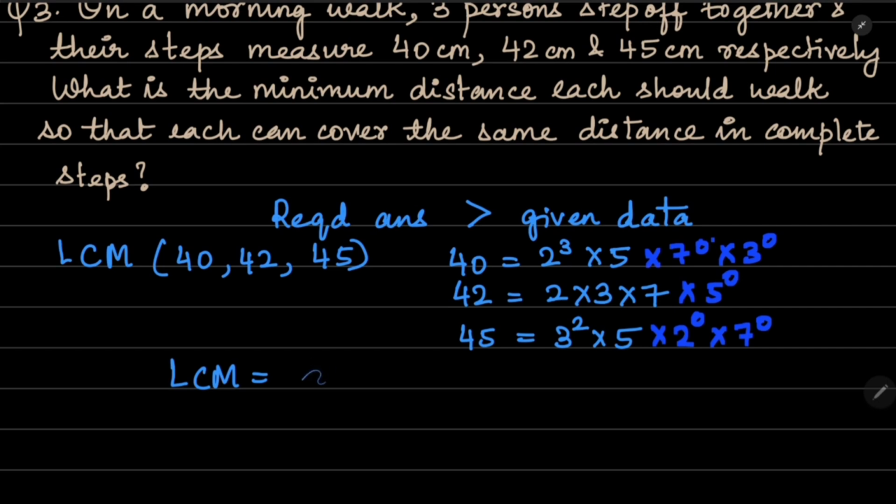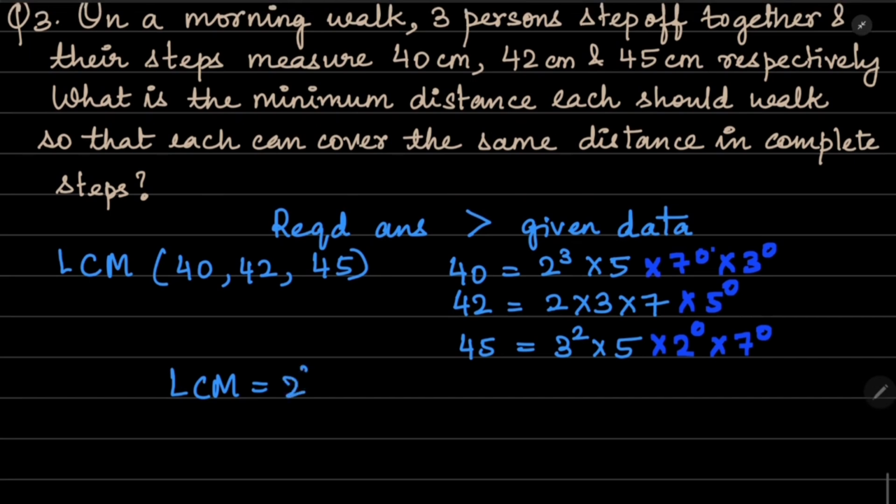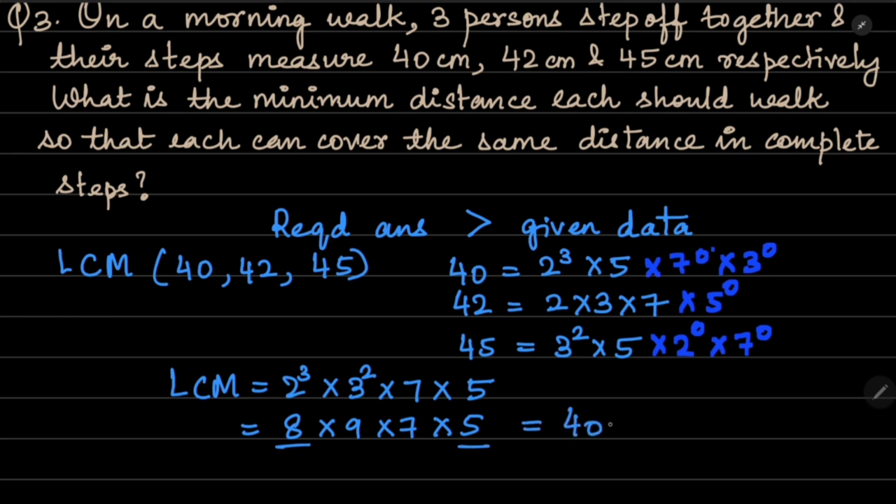So for 2, what is the highest power? It is 2 cube. For 3, the highest power is 3 square. For 7, the highest power is 7. And for 5, the highest power is 5. Correct? So it's 8 into 9 into 7 multiplied by 5. So 8 5s are 40, right? 40 multiplied by 9 7s are 63. So 4 3s are 12, 25, 2520.